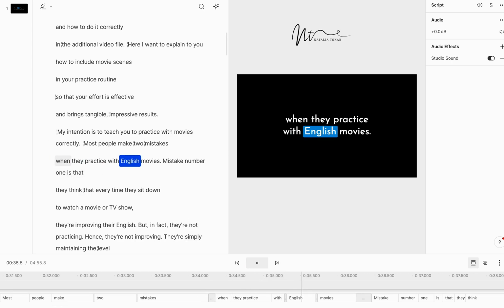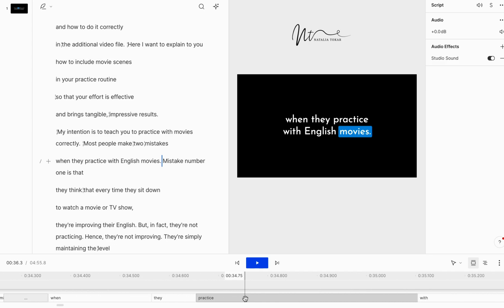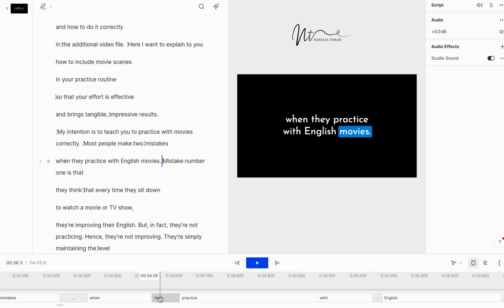When they practice with English movies. Practice English movies. I hope you can hear that these words are longer than the rest. You can stretch the line. You see, practice is so much longer than they, and this is how it's supposed to be because they is a pronoun.